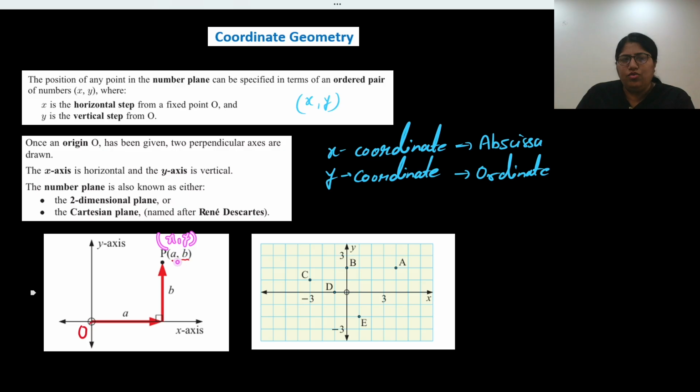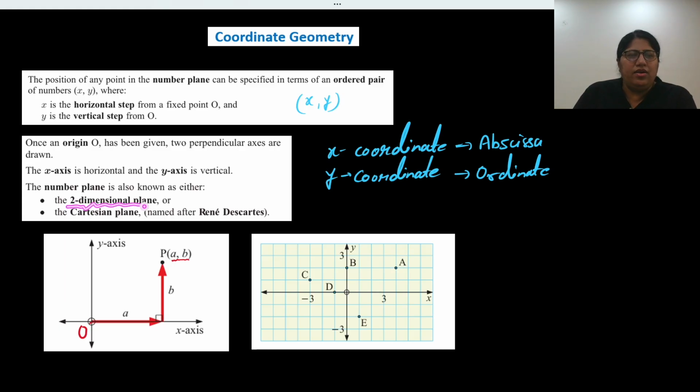The x direction movement is a units. From the origin, if I move a units to the right, because it's positive. If it is negative, we will move left from the origin. Because a is positive, we move to the right, and b units up, because it's the y direction vertical movement. So this is the point a comma b. Here x is horizontal and y is vertical.